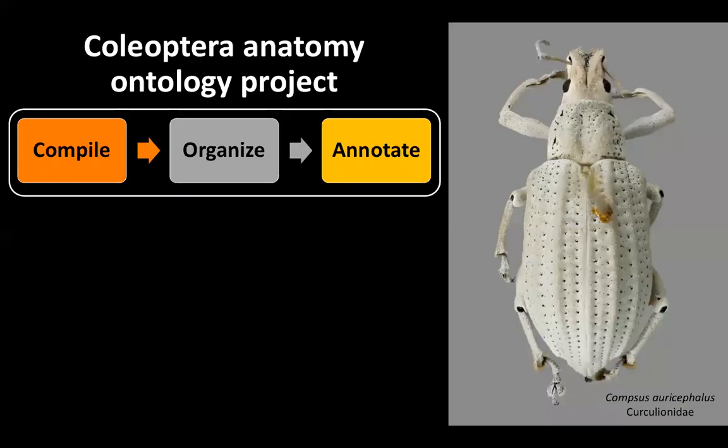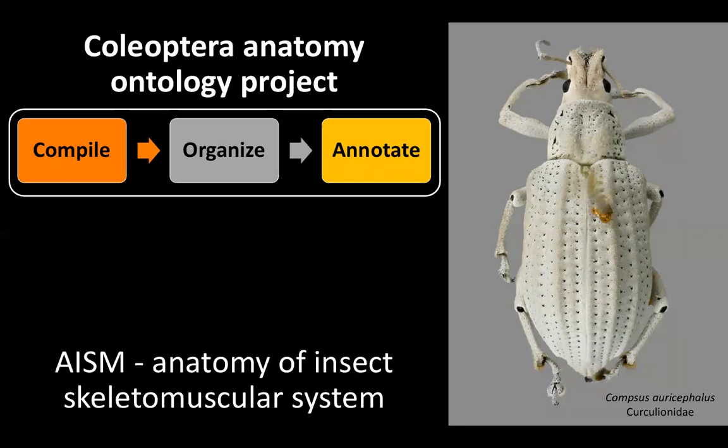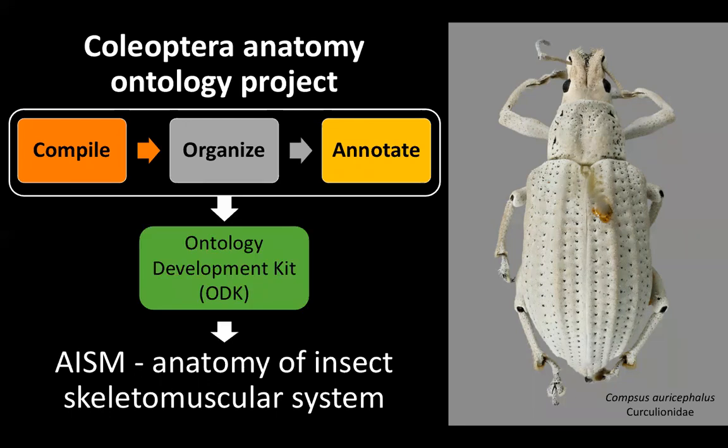In order to produce this ontology, we are compiling, organizing, and annotating information about beetle anatomy, which we are then integrating into the framework of the ontology for the anatomy of the insect skeletal-muscular system, or AISM. By using the ontology development kit, which is basically a package of software that automates several tasks, preventing errors and making your data cleaner and fully interoperable with other ontologies.